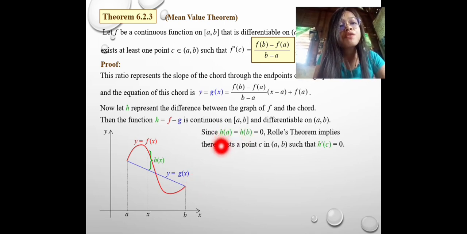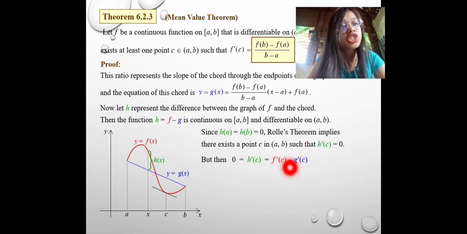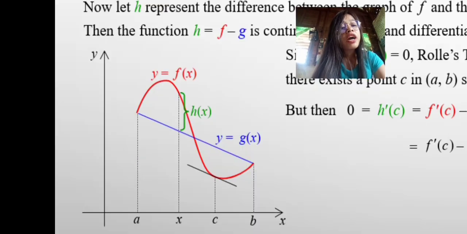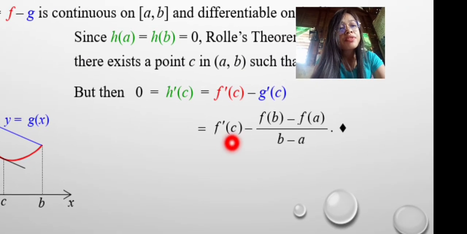Since h of a equals h of b equals 0, Rolle's theorem implies there exists a point c in the interval (a, b) such that h prime of c equals 0. But then 0 is equal to h prime of c, which equals f prime of c minus g prime of c, which equals f prime of c minus f of b minus f of a all over b minus a.